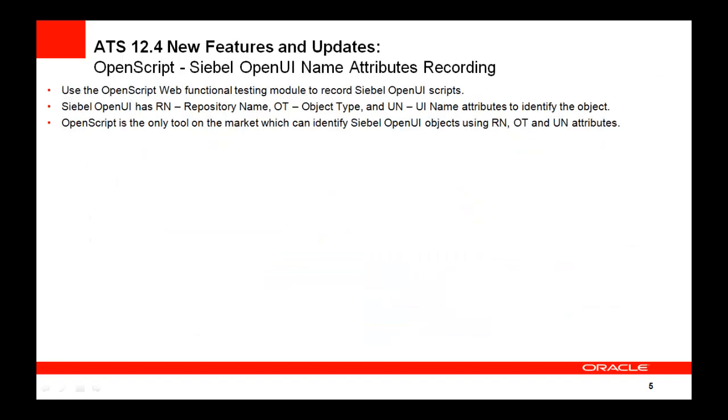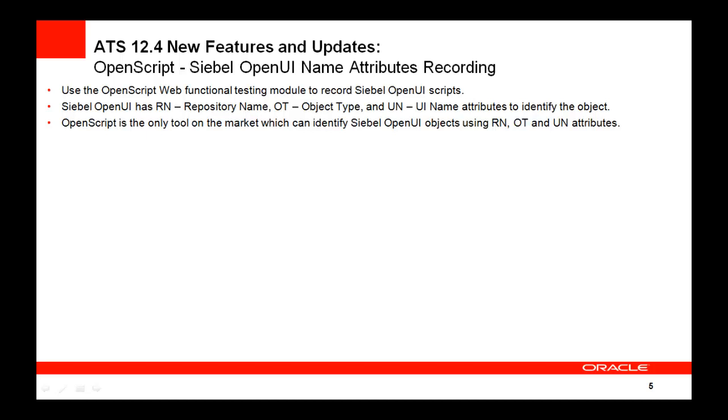In December 2012, Oracle released Siebel CRM using OpenUI web-based technology. Because OpenUI uses a web user interface, the Web Functional Testing Accelerator should be used to record Siebel OpenUI scripts. Siebel OpenUI has unique name attributes to identify the object. These attributes are repository name or RN, object type or OT, and UI name or UN for short.